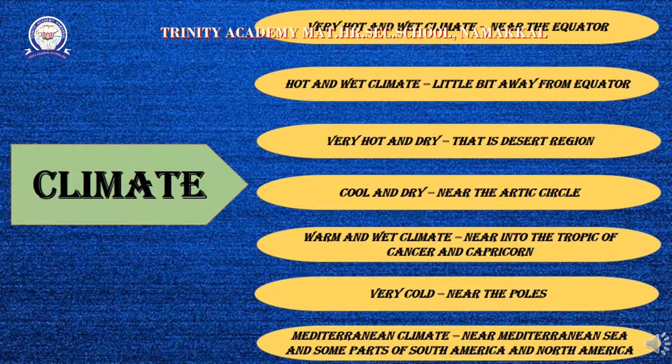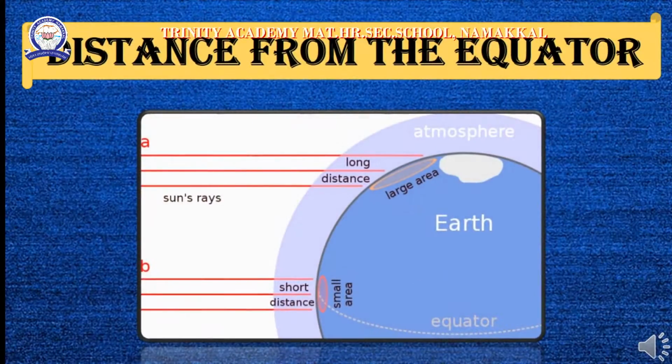Now children, what influences the climate? Many factors influence the distribution of heat on earth, thereby affecting the climate. Let us read about them. The first factor is distance from the equator. We noticed that the rays of the sun fall vertically near the equator and slanting at those places which are far away from the equator.